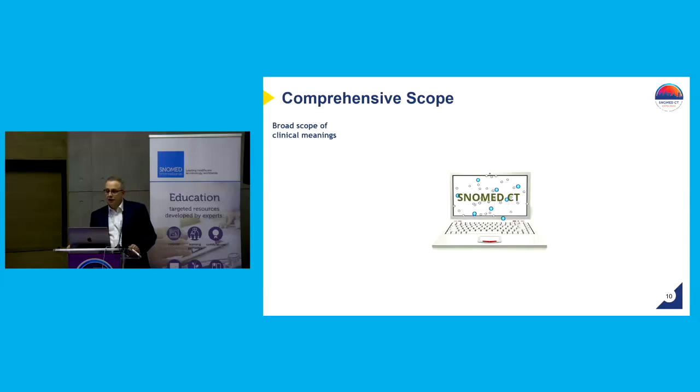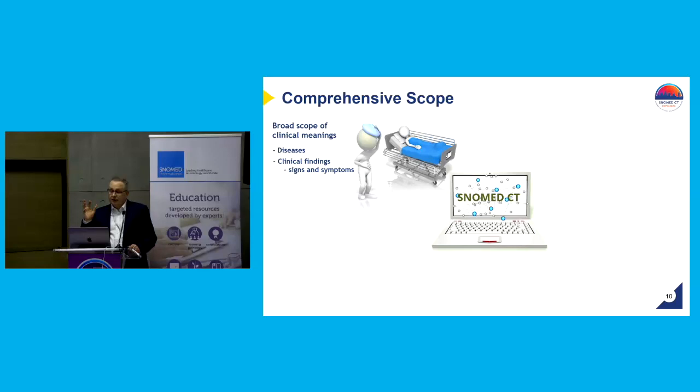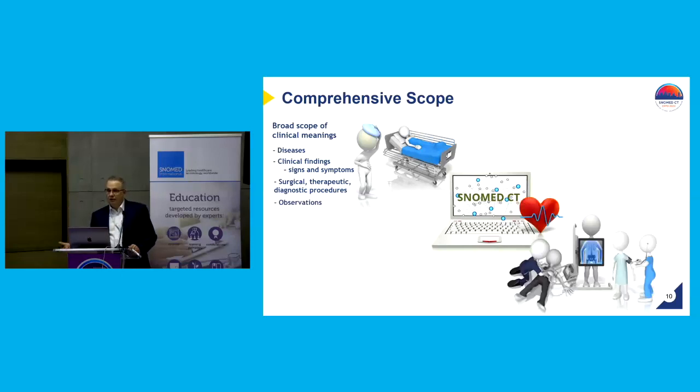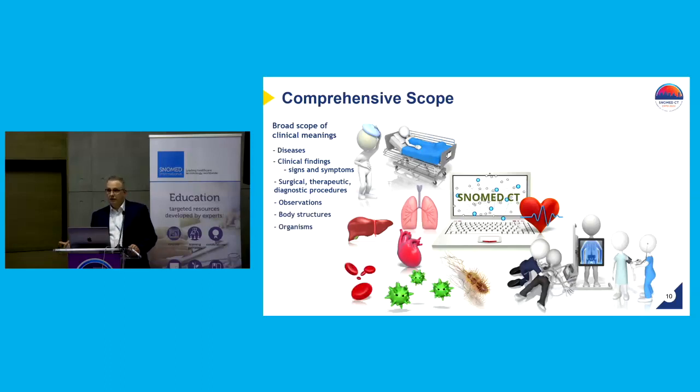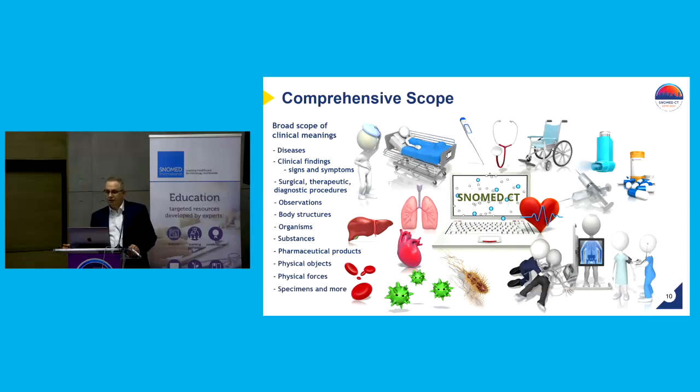So SNOMED, what does it cover? Well, it's not just diagnosis. It has a broad set of meanings. So it has domains to cover diseases and clinical findings like signs and symptoms. It has surgical, therapeutic, diagnostic procedures. So you have findings, you have procedures, you have observations, body structures, organisms, substances, pharmaceutical products, so you have medicinal products, physical objects, physical forces, specimens. There are 19 hierarchies, so it's not just disorders, it has a lot more.